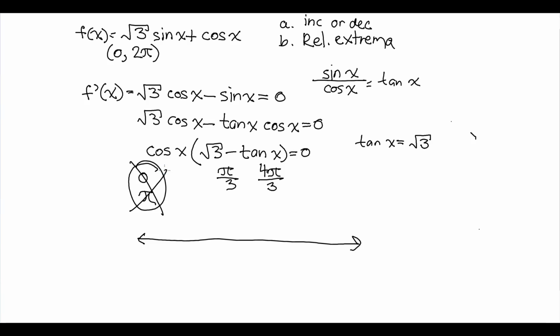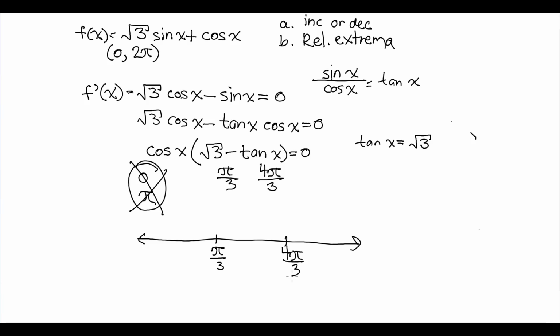However, pi over 3 and 4 pi over 3 do work. Cosine of pi over 3 is 1/2 times root 3, minus sine of pi over 3, we get 0. This exact same thing happens at 4 pi over 3. So these are good numbers. There are infinitely more solutions, but we're only looking for solutions from 0 to 2 pi.